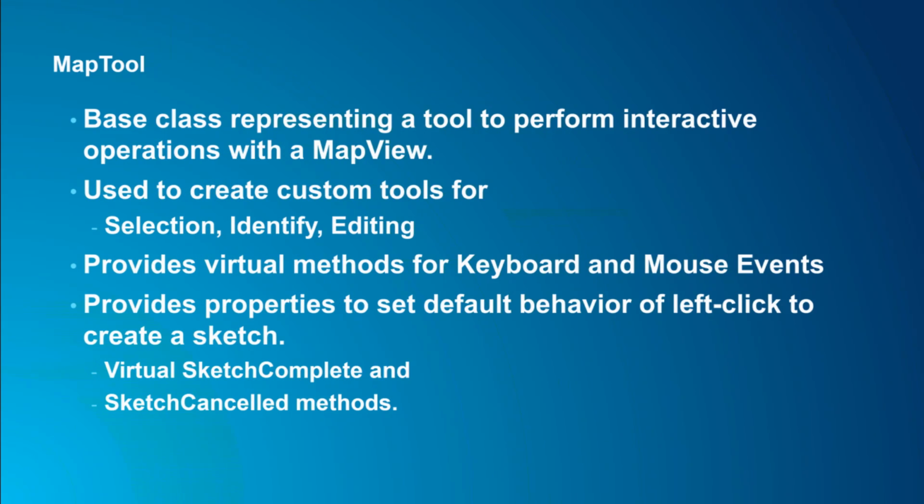Okay, first the map tool. This is a base class representing a tool to perform interactive operations with a map view. It's used to create custom tools for selection, identify, or editing. And it provides virtual methods for keyboard and mouse events as well. It provides properties to set the default behavior for the left click to create a sketch. And it provides virtual sketch complete and sketch canceled methods.